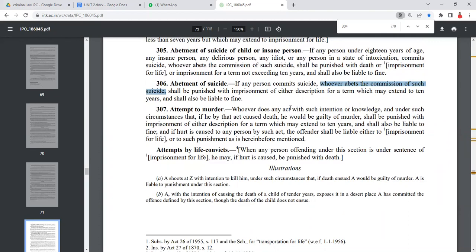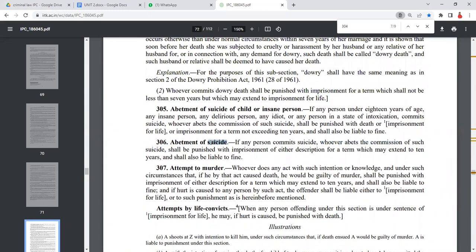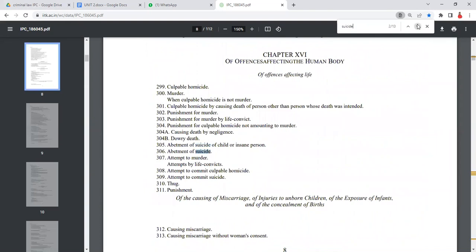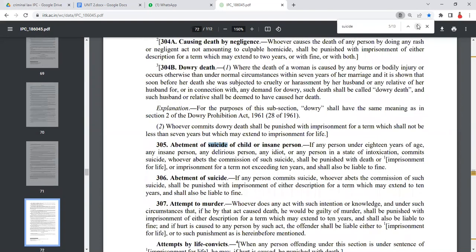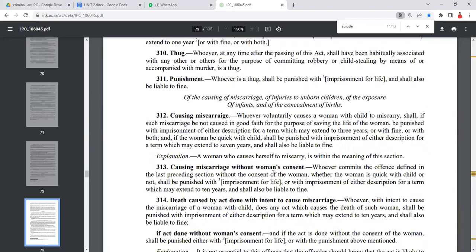But for suicide also there was a punishment which used to prevail. Attempt to commit suicide was also punishable, under section 309. It says that the person will be punished with simple imprisonment for a term which may extend to 1 year, or with fine, or with both.